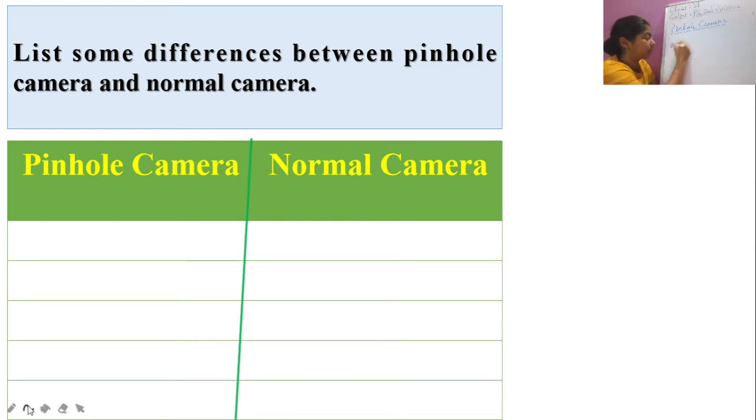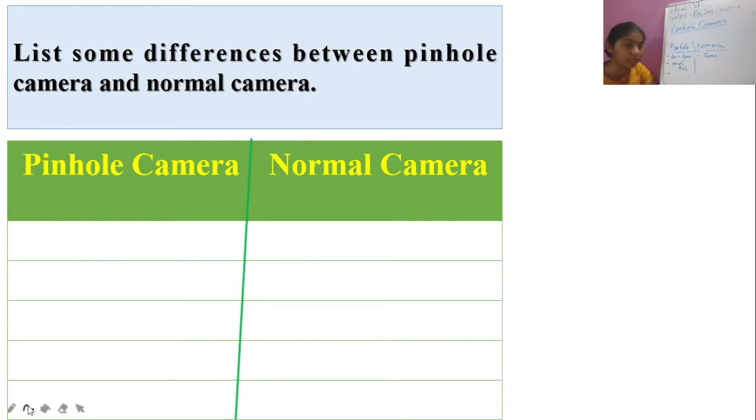we don't have any lens, right? But for a normal camera we require a lens, while for this we don't require any lens. We only make a small hole into it, right? So that acts as a pinhole camera.